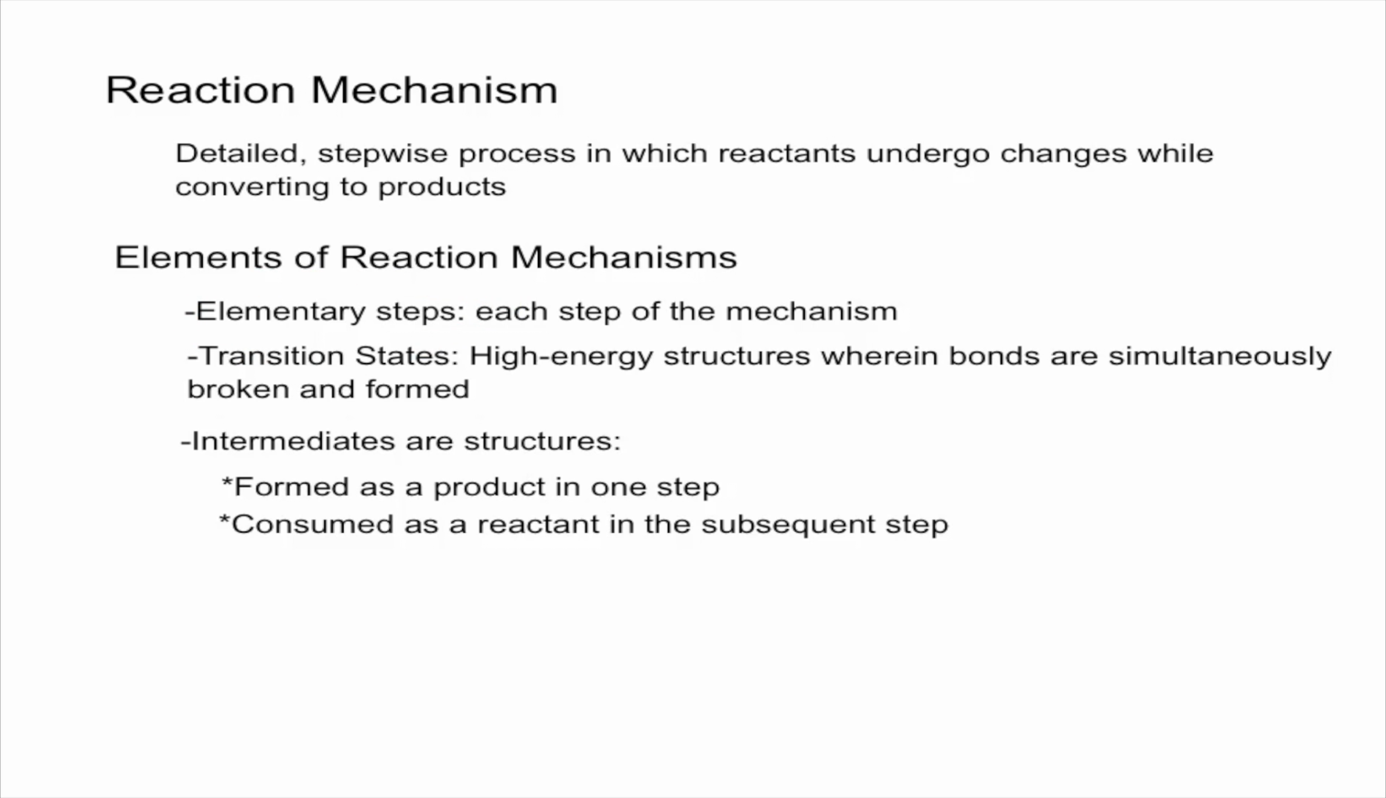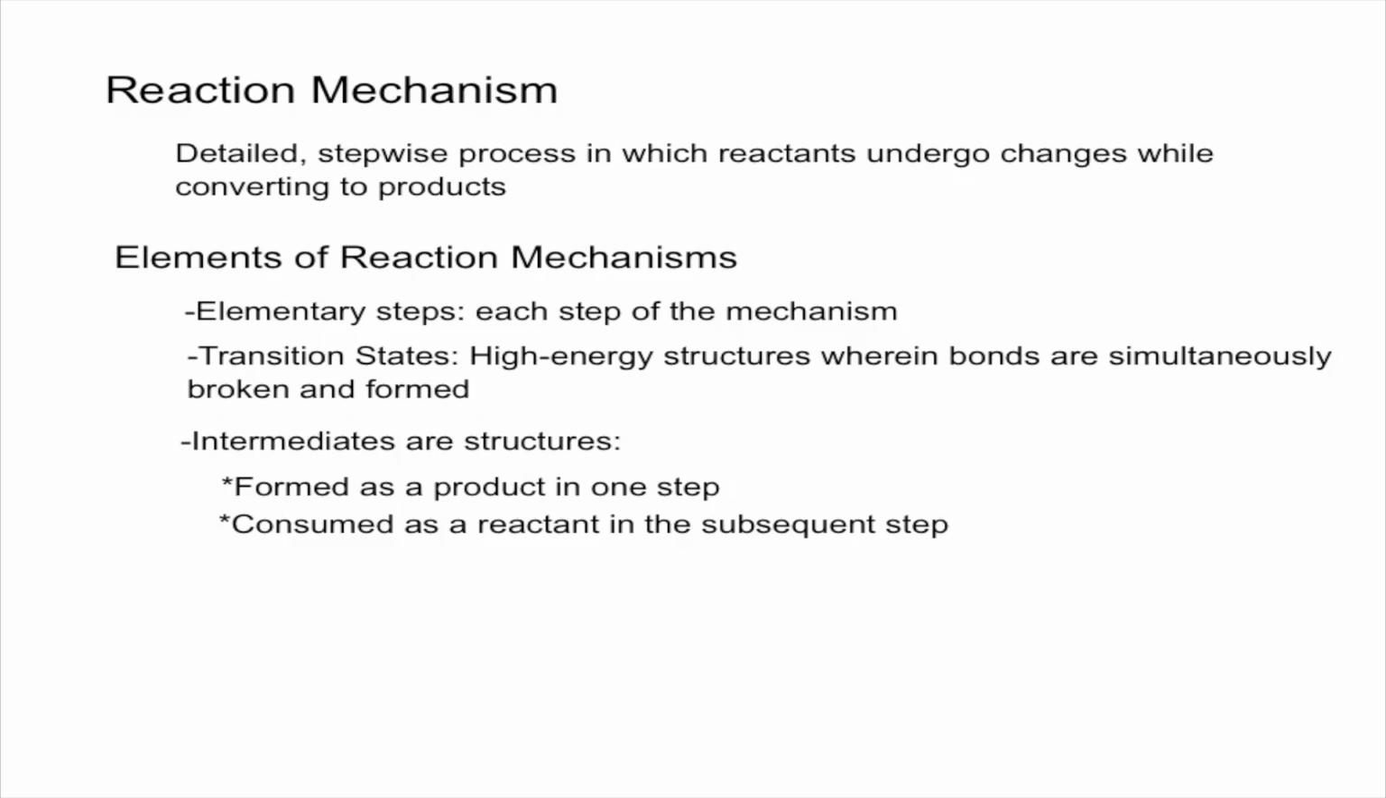An elementary step is simply one step of the mechanism. Now this is considered an element because there are two different types of elementary steps. They could be bimolecular or unimolecular. And knowing if it's bimolecular or unimolecular will make a huge difference in organic chemistry because each involves a different mechanism overall.